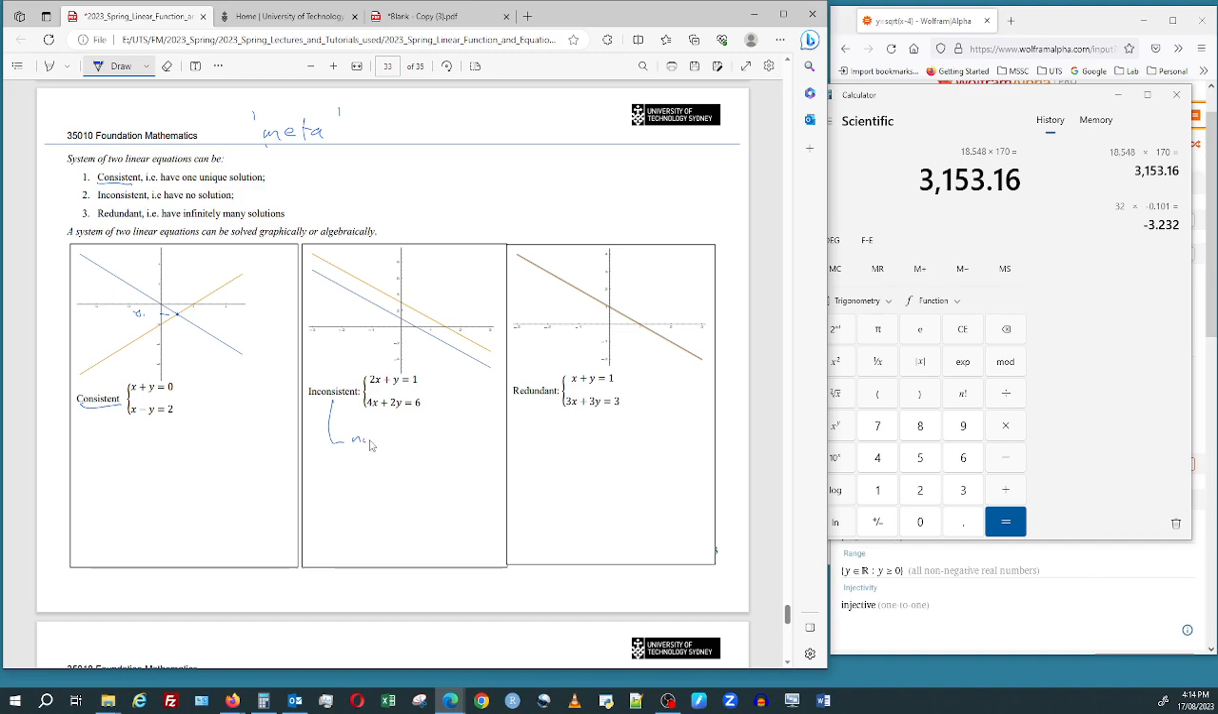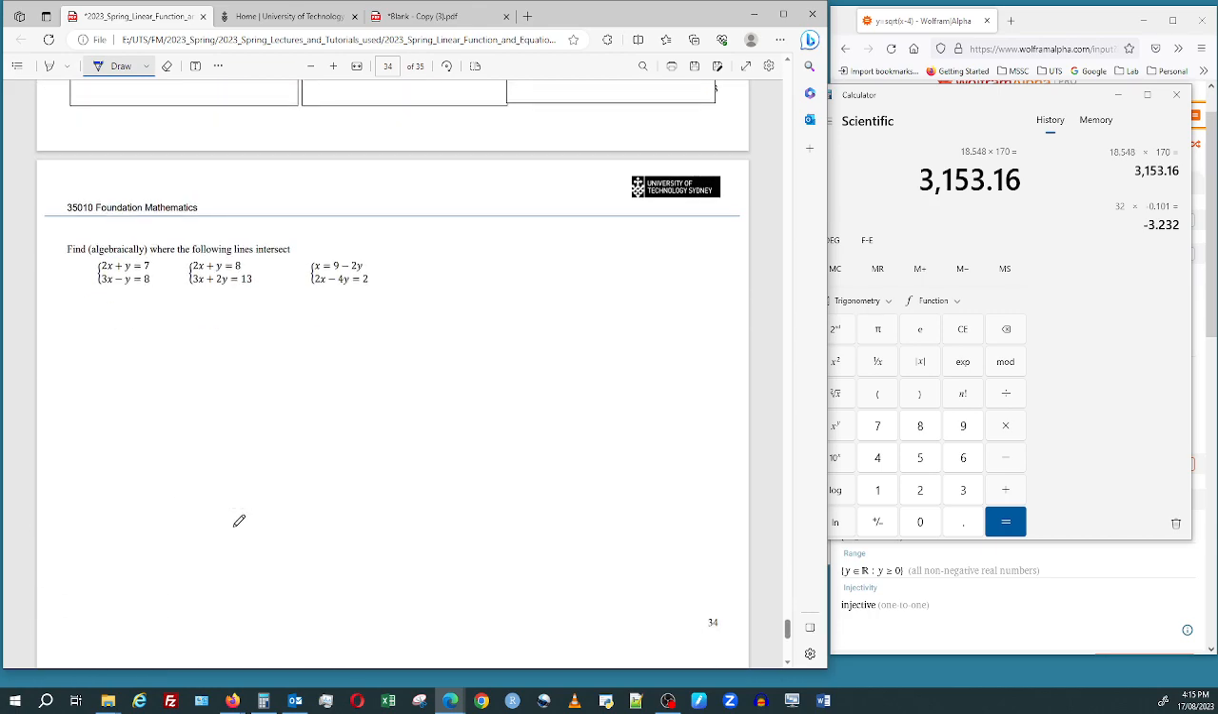Inconsistent means no solutions. We'll learn a little bit about no solutions next week. And where they're on top of one another, every single point is a solution. Every single point. So a redundant system has infinite solutions. So you'll learn that just as an introductory idea. So, of course, what this next set wants to do here is see if there's sets of solutions.